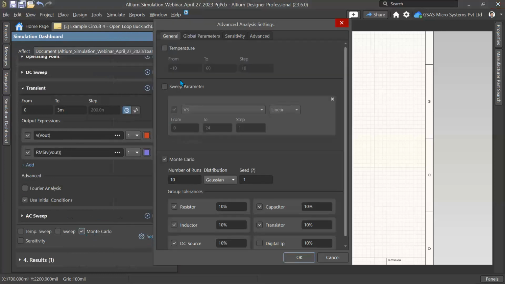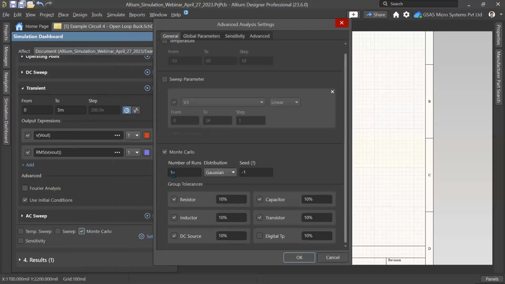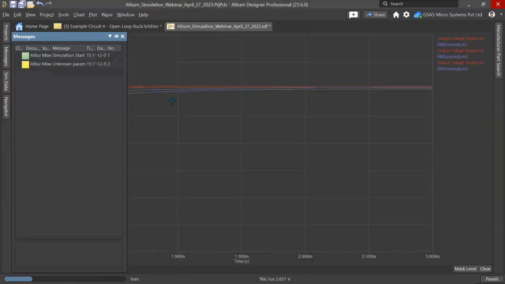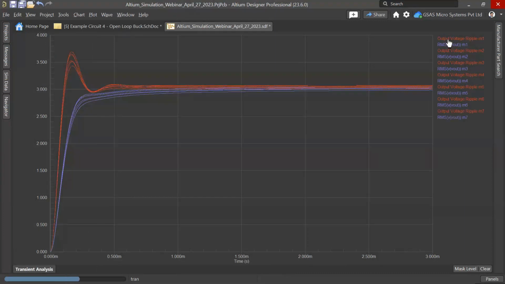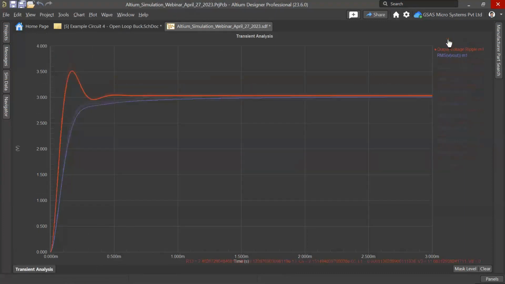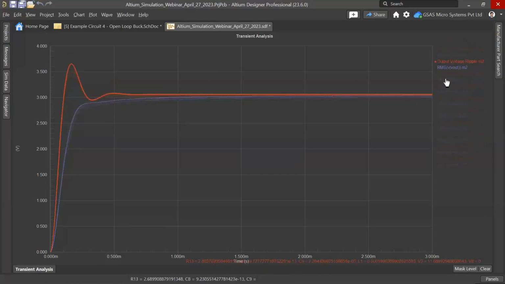Let's go to the settings, and you can use the Monte Carlo analysis. Choose Gaussian or uniform, or worst case. I can enable the components with the tolerances, and run the Gaussian analysis. So this is how your output behaves with respect to different values of the components, to identify the challenges at the schematic level itself.